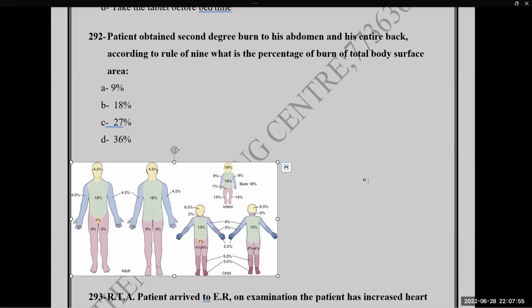Anterior right hand, below right knee. Anterior right hand will be calculated as, total hand is 9, and anterior is only the front portion, so you take half, 4.5. Below knee, total leg is 18, so only below knee it is 9. So 4.5 plus 9, total becomes 13.5. Okay, exactly.